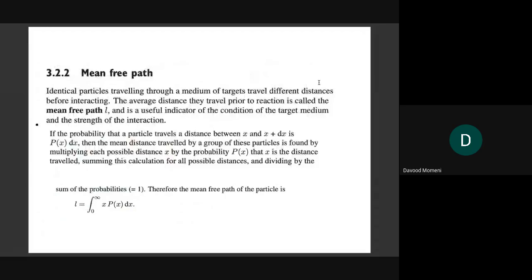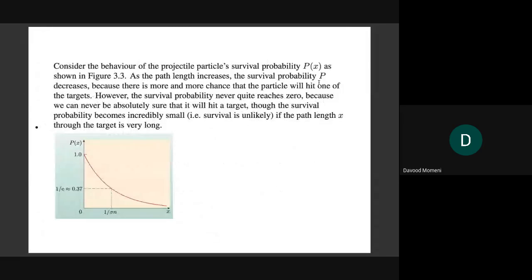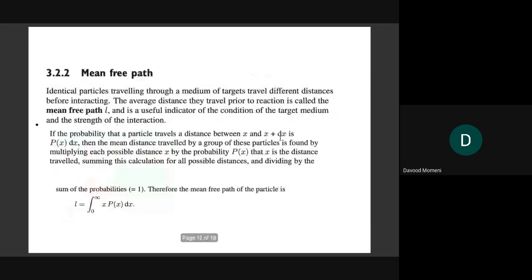All right. This survival probability function, P of x, is a very important function. If you have this P, then you can calculate so many interesting quantities. One of the quantities which you can calculate is the mean free path.